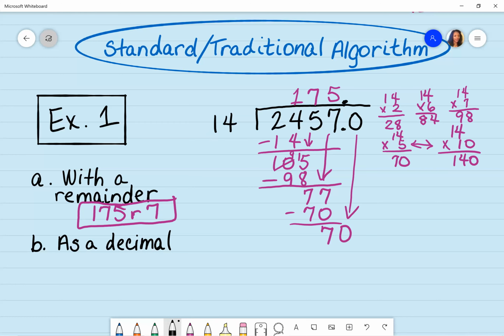Okay, now what? Now 5, as we did before, 14 times 5 equals 70. So 70 minus 70, well, that would equal 0. And then put the 5 above the 0. All right, so then my answer as a decimal is 175.5. There you go.